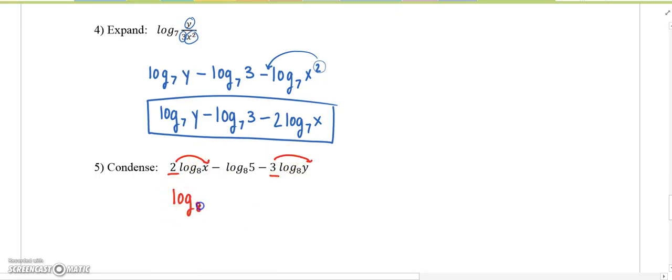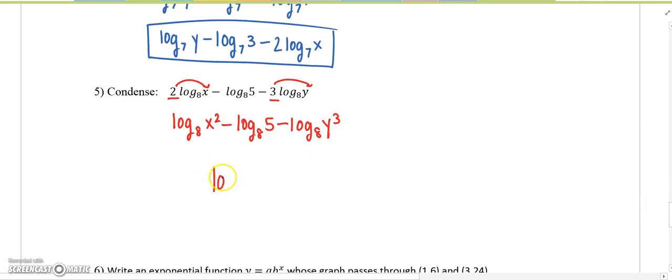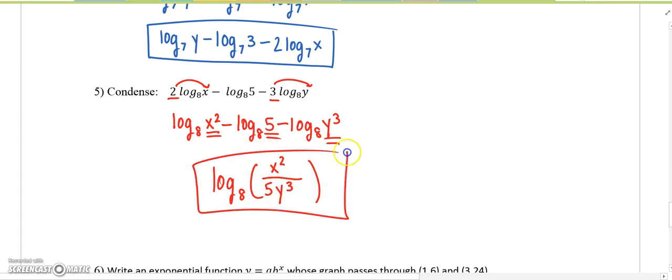So log base 8 of x squared minus log base 8 of 5 minus log base 8 of y cubed. And then we put it back together. So only one log base 8, and everything else should go in parentheses. Okay? The first one goes on top. Then anything that comes after a minus goes on the bottom. So divided by 5 and y cubed. And there's my final answer.